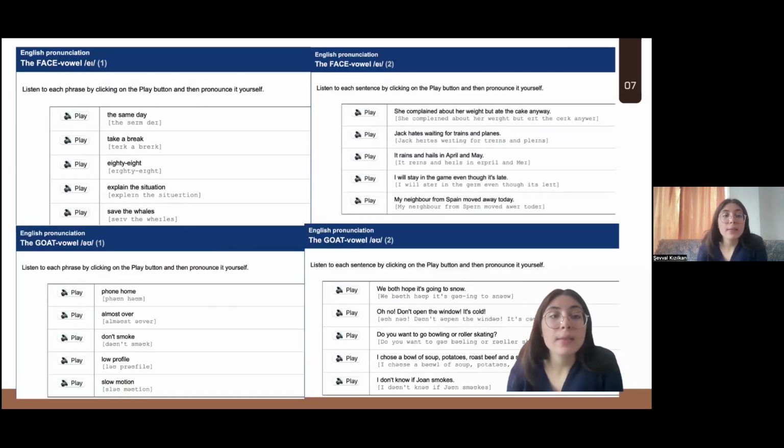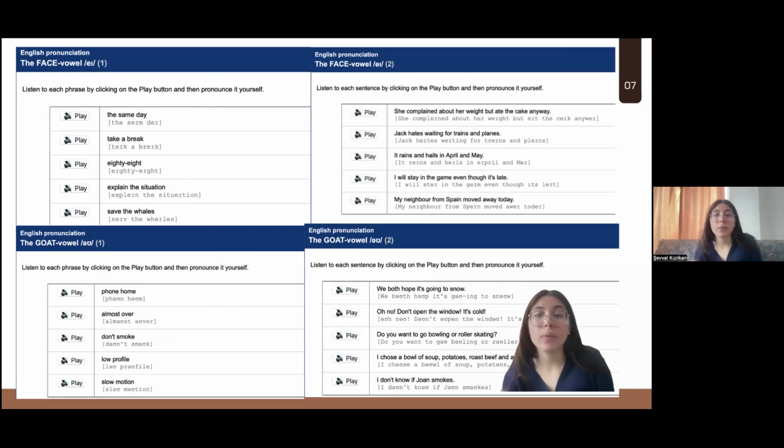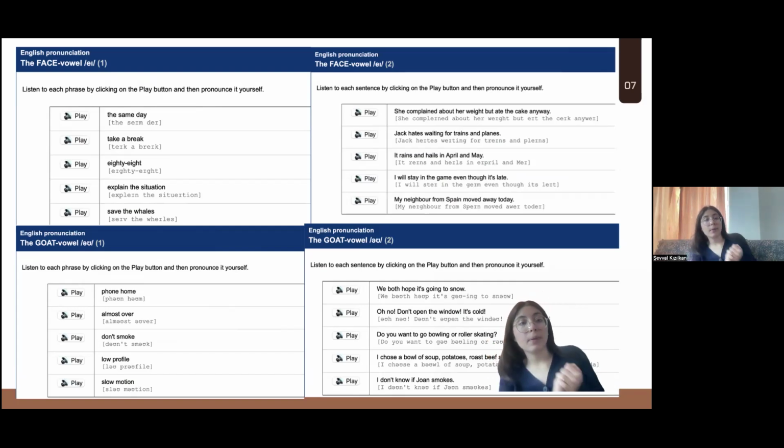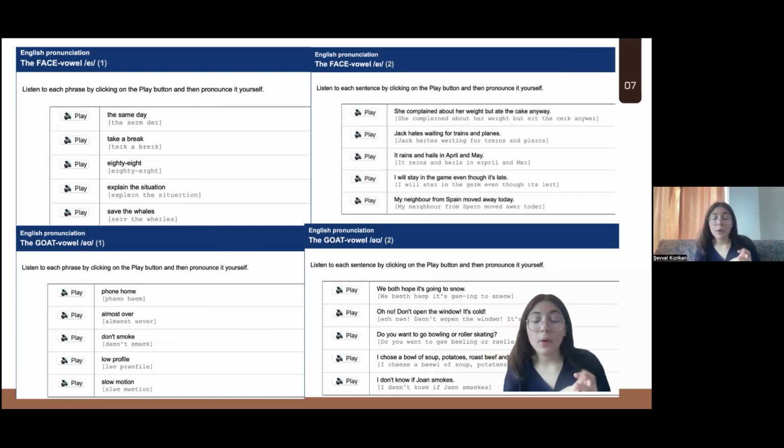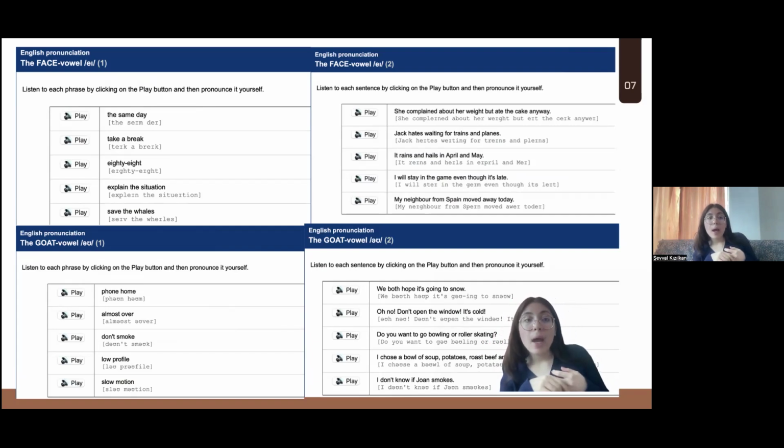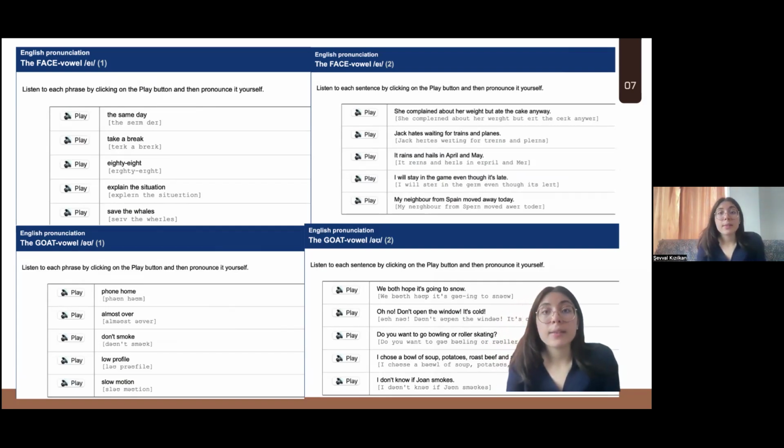Now we have the face vowel and the goat vowel. Okay, now we're gonna look at the examples. As I said before, I've tried to put as many practices or exercises as possible because this is about pronunciation and we need to practice. I can't just give you the information as it is. We have to practice. First one is the face vowel.